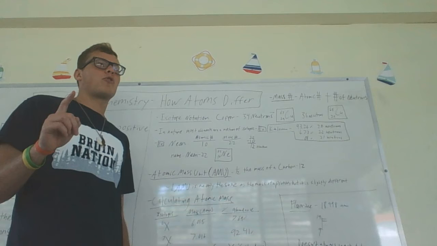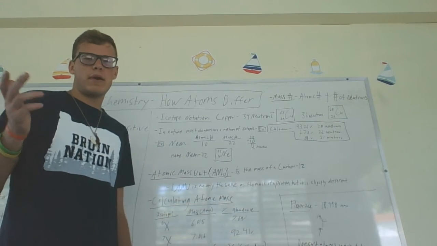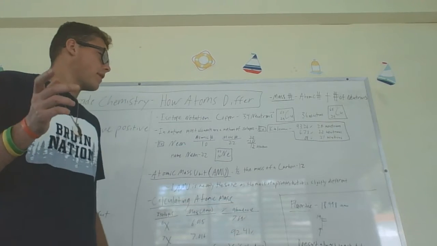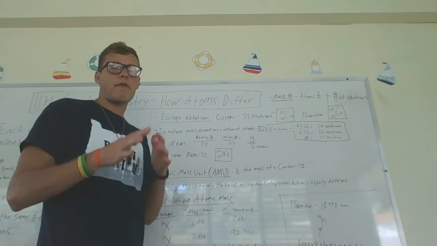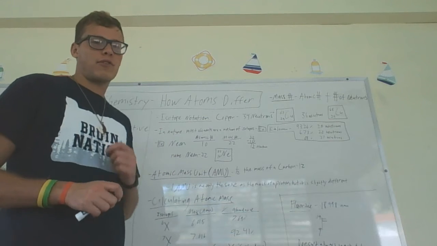Now, they picked carbon-12 because carbon's abundant in life. It's confusing to explain, but that is what they picked as a reference for the atomic mass unit, okay?